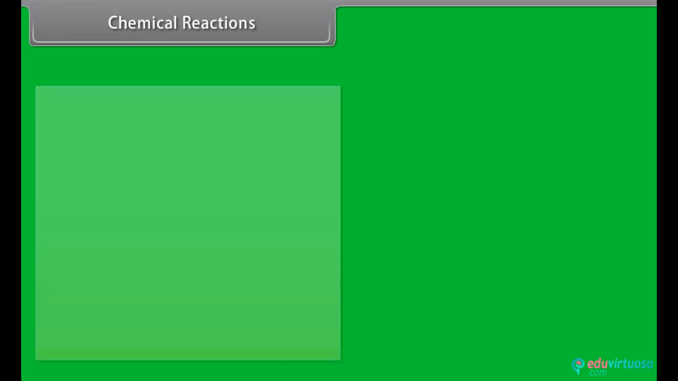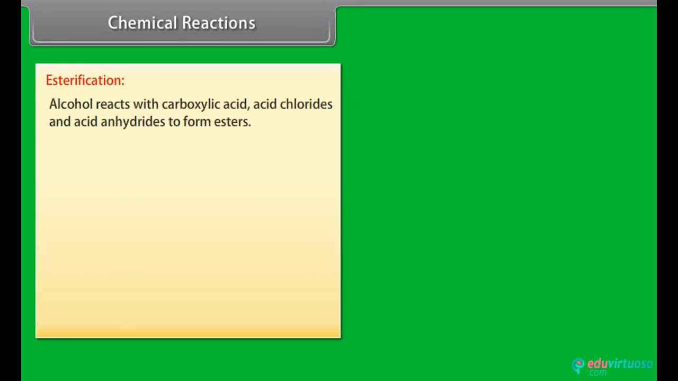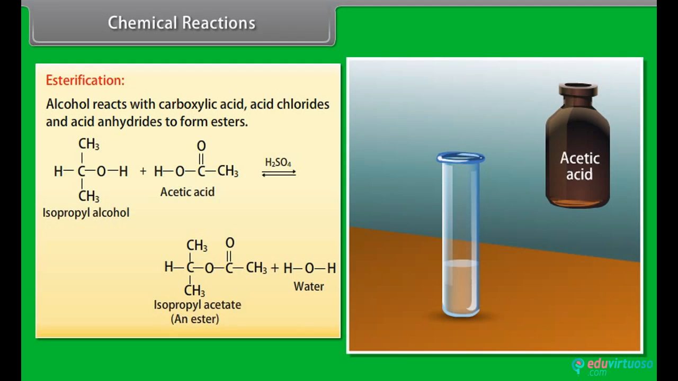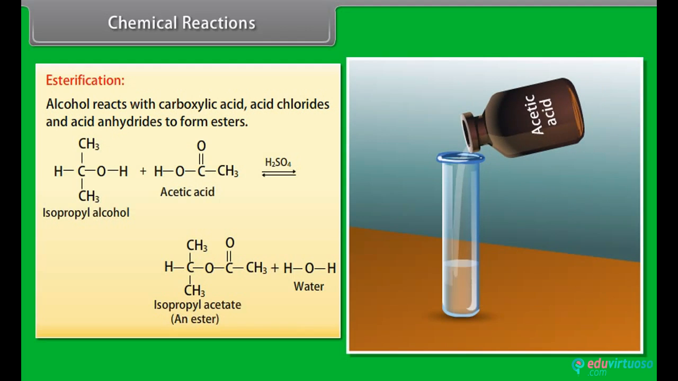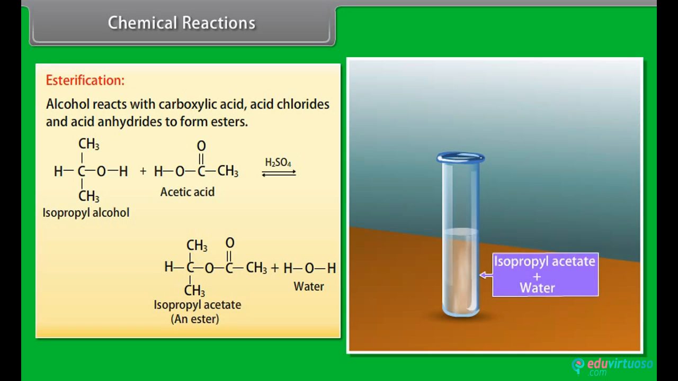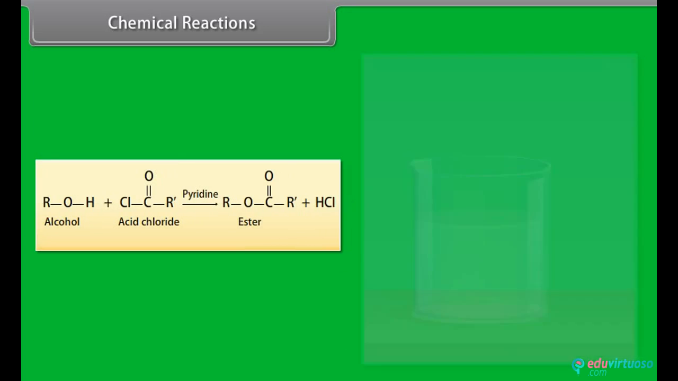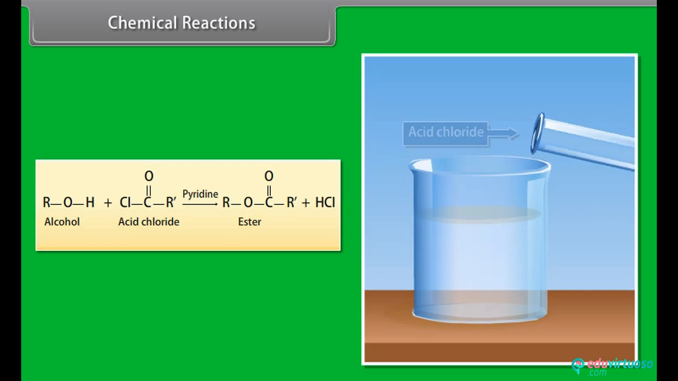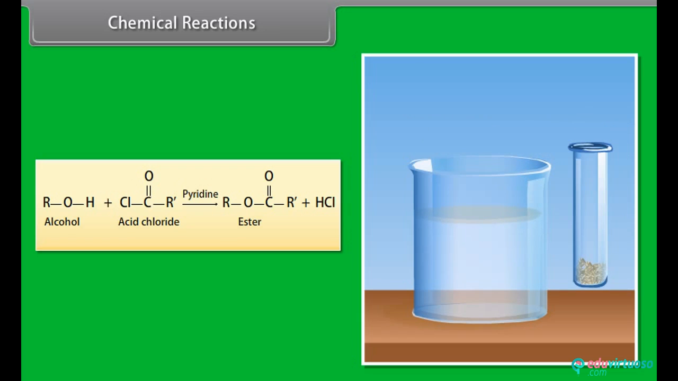Chemical reactions. Esterification. Alcohol reacts with carboxylic acid, acid chlorides and acid anhydrides to form esters. Isopropyl alcohol reacts with acetic acid in the presence of sulfuric acid to form isopropyl acetate and water. Alcohol reacts with acid chloride in the presence of pyridine to form ester and hydrochloric acid.